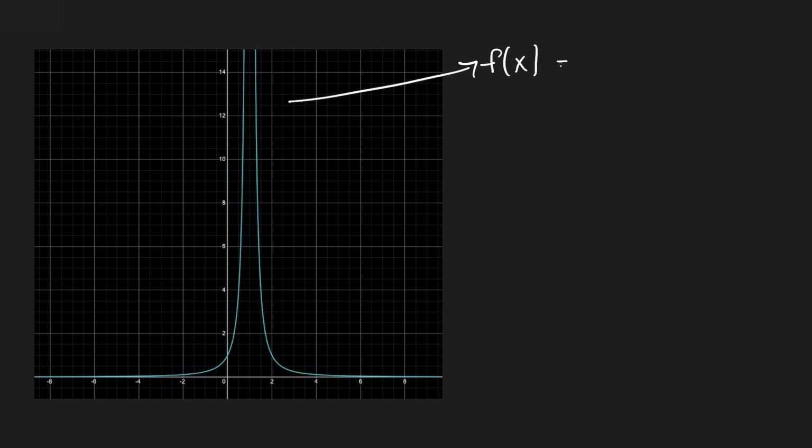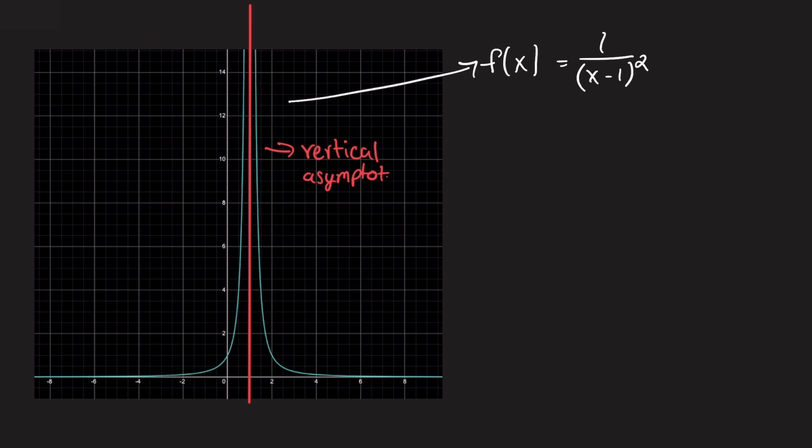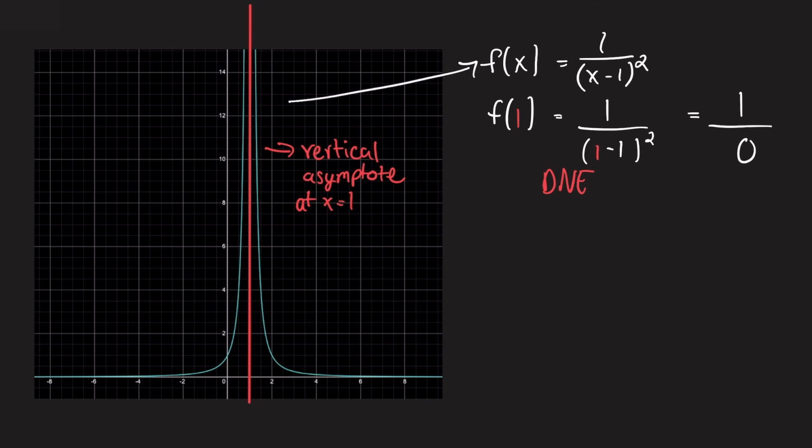Here we see another example. This function is 1 over x minus 1 quantity squared. This time, we see a vertical asymptote at x equals 1. If we plug in x equals 1 to the function, we get 1 divided by 0, and since we cannot divide by 0, the value of the function does not exist. But let's take a look at the limit.